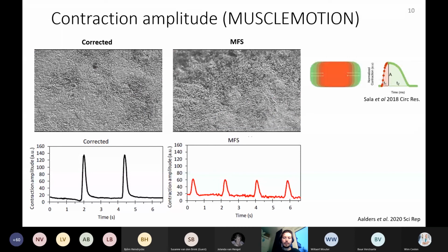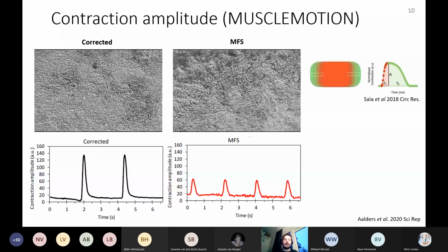Also here, I'm hoping that the videos are working. If they're working, you see beating on the left, the corrected, and here on the right, the Marfan syndrome. What was striking to us was that the beating was much more pronounced in the corrected. So hopefully you can also appreciate that.